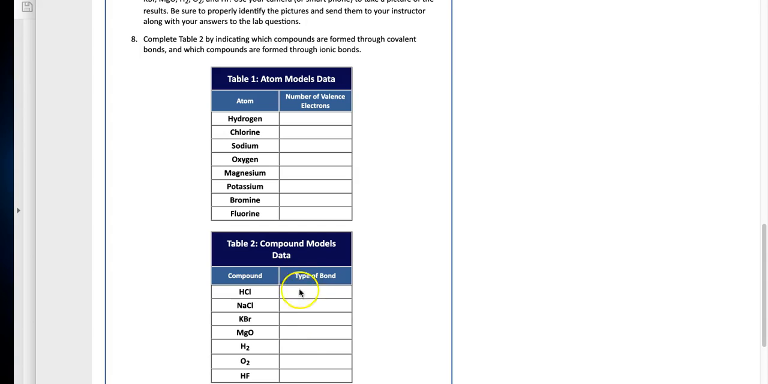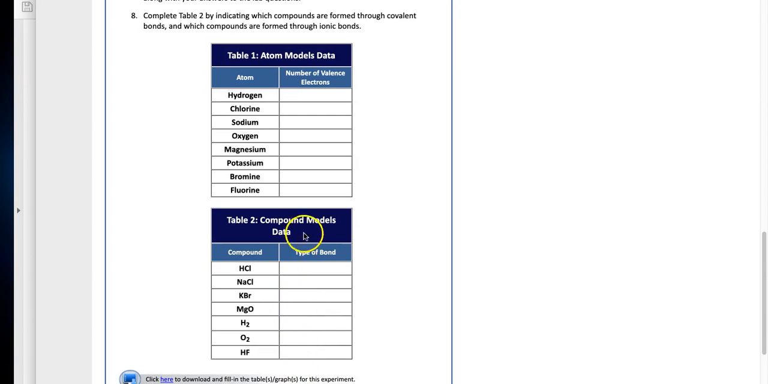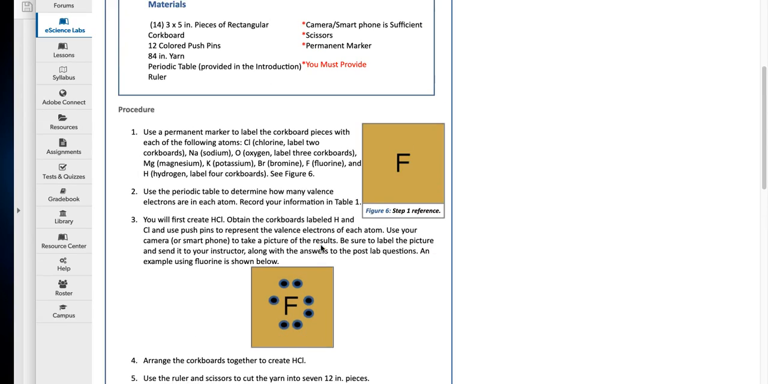Okay? And then also it's going to ask you in a minute what type of bond these are because you have to label that. Okay, so the first thing you're going to do is create HCl. So you need a corkboard with an H written on it, and you need a corkboard with a Cl. And you're going to use push pins to represent valence electrons for each of your atoms. So hydrogen has 1 valence electron, it should have 1 push pin. Chlorine has 7, it should have 7.